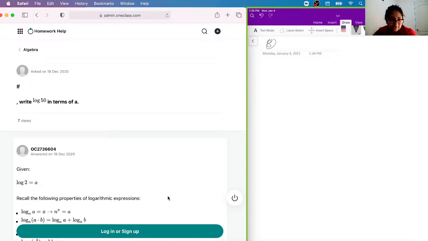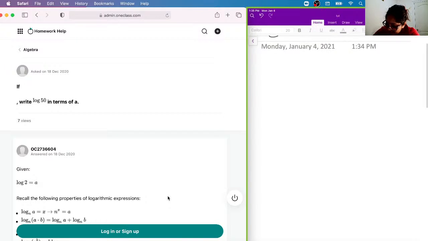Okay, so our next question, right? Write log 50 in terms of a. We're given that log 2 is equal to a, so we have log base 10, since nothing's given on the base, so we assume it's 10, of 2 is equal to a. And so they're telling us to write log 50 in terms of a.